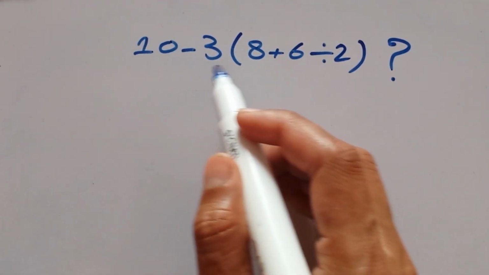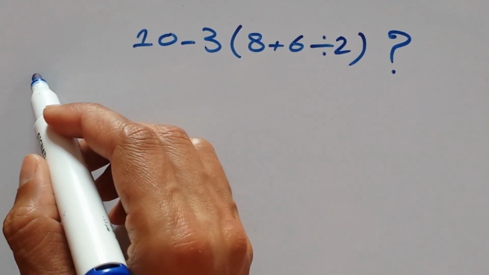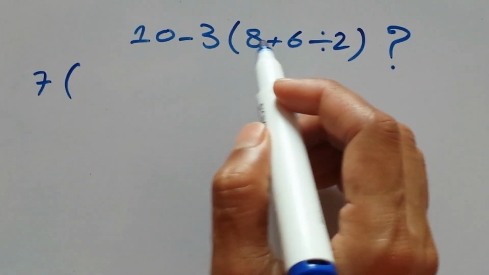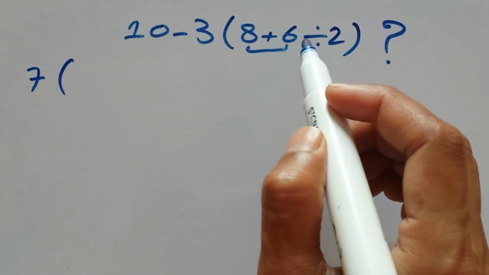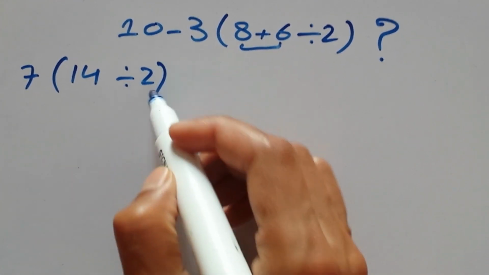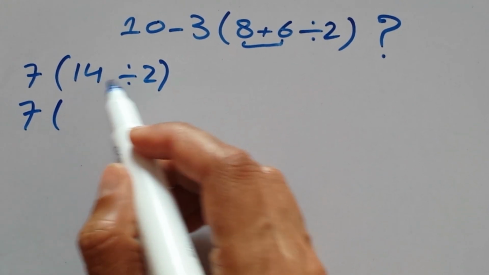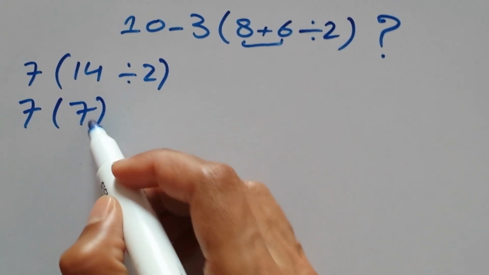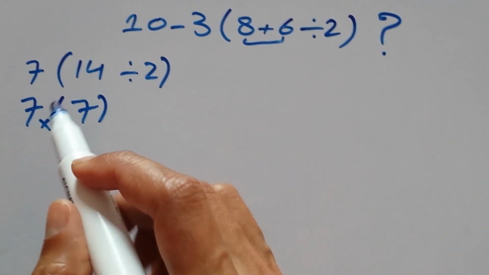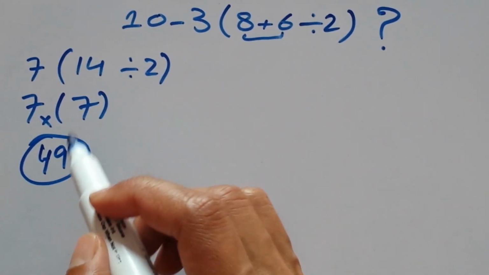We have (10 minus 3) and (8 plus 6 divided by 2). 10 minus 3 equals 7, and 8 plus 6 equals 14, divided by 2. Now 7 and 14 divided by 2 equals 7. And now here is multiply. 7 times 7 equals 49. But this is wrong. Why?